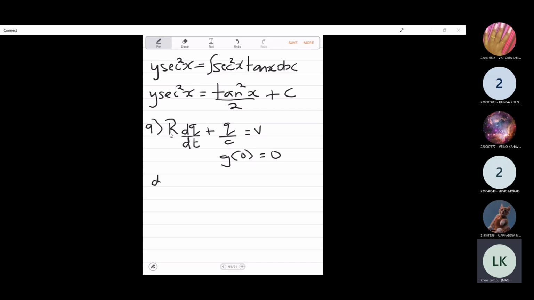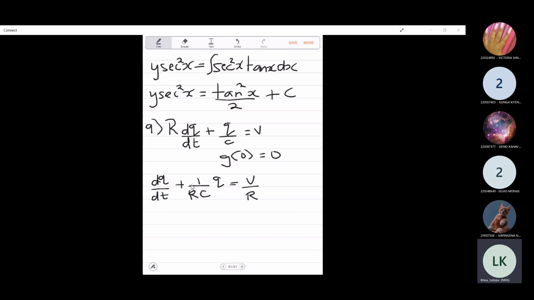So we have dq/dt plus 1 over RC times q. This is equal to V over R. So remember, the only variables here are q and t. This R is a constant, this is a constant, that is a constant, that is a constant.